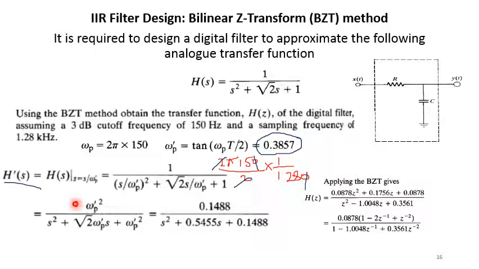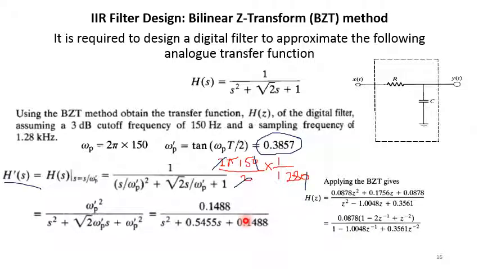On simplification, because you have the value for omega prime P, which is 0.3857, replacing this, we take the square of this, which will result in 14 point something, and then you have S square, then square root of 2 times 3.857, which will result in this, plus the square of this, which is 0.1488. Once you get this, then you apply the BZT.